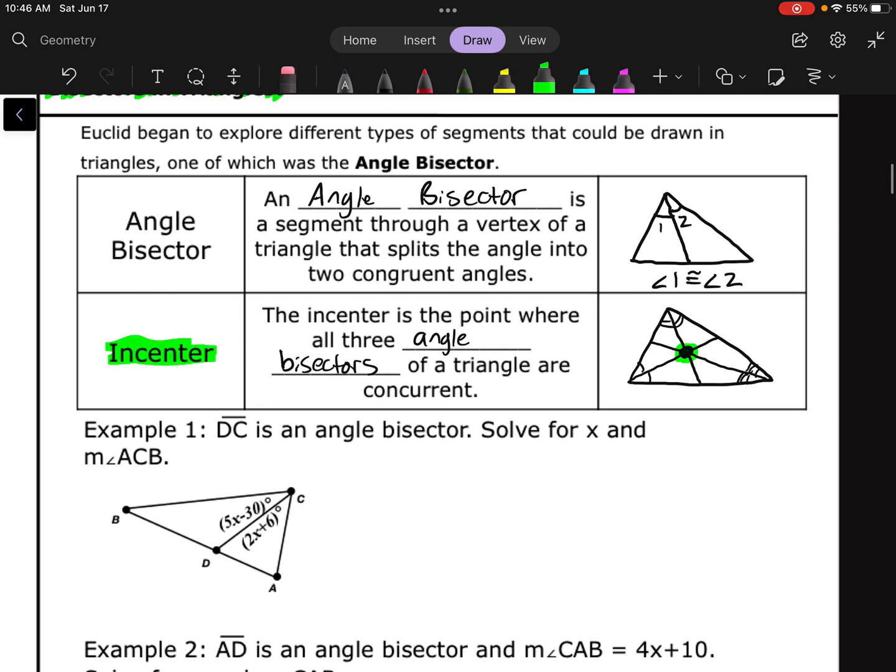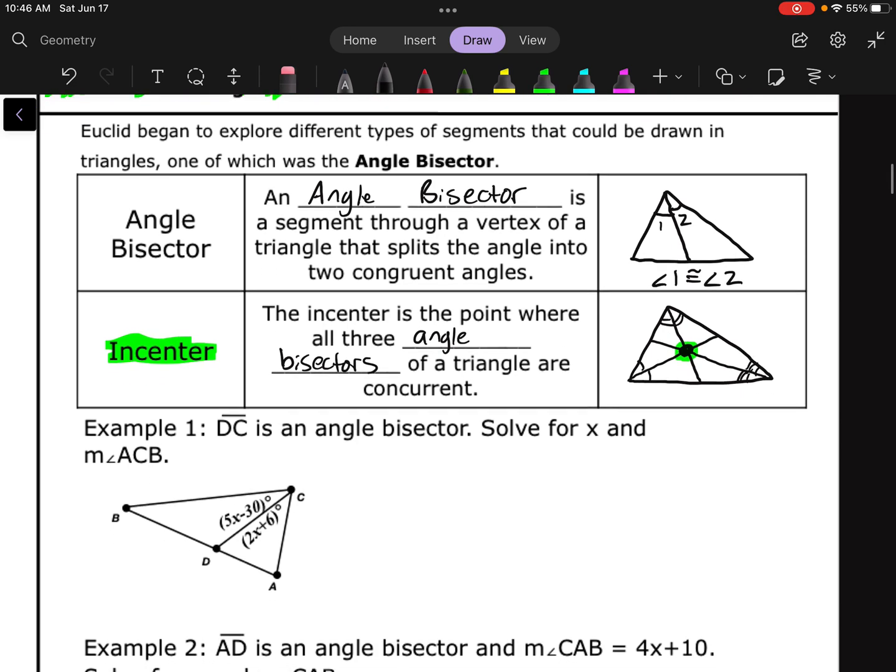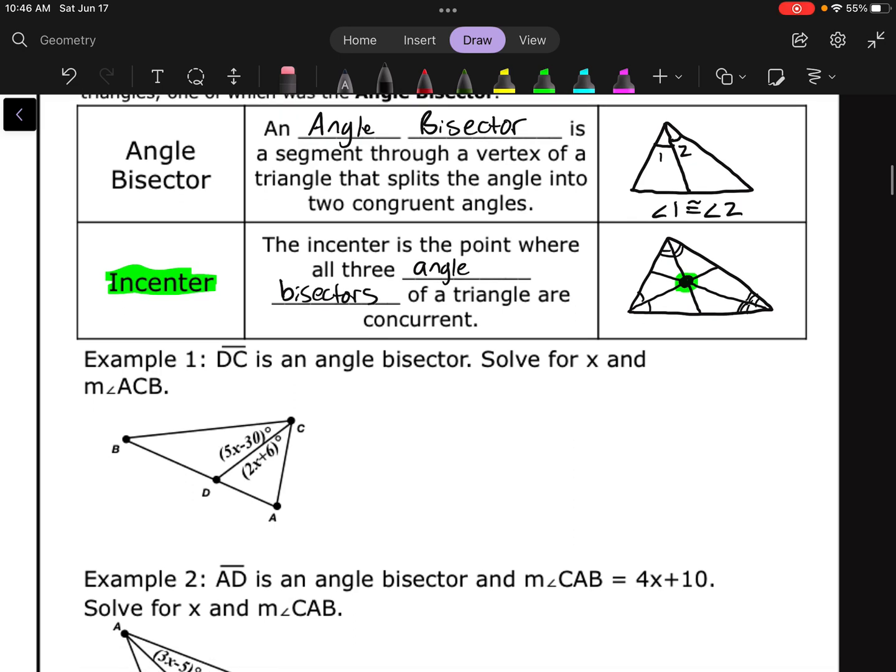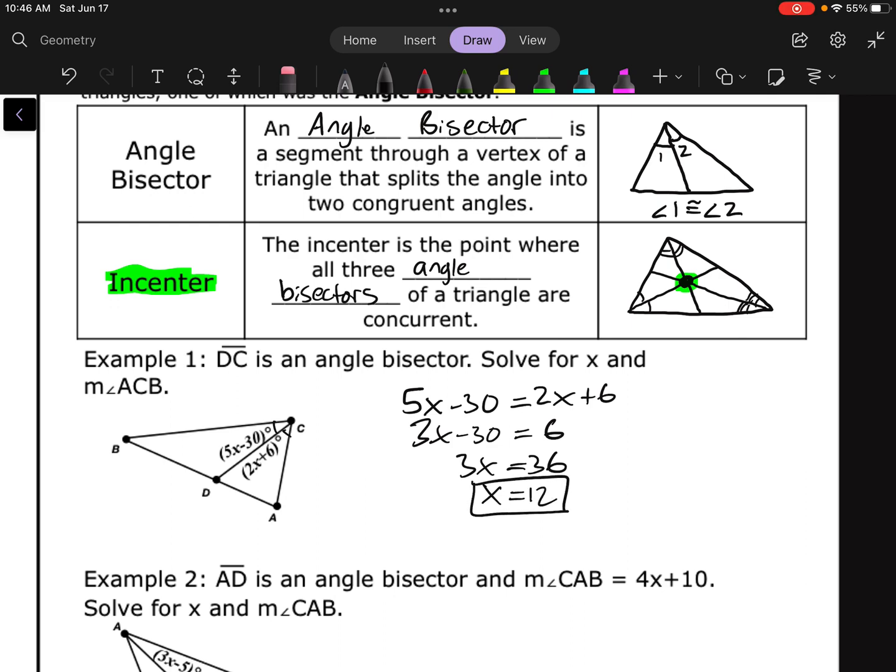Okay, so let's solve some problems with this now. Example 1 says DC is an angle bisector. Solve for x and the measure of angle ACB. Well, if this is an angle bisector, those two angles have to be congruent. And if they're congruent, that means their measures are equal. So I'm going to set them equal to each other. If I subtract the 2x, I get 3x minus 30 is equal to 6. If I add the 30 over, I get 3x is equal to 36, which means that x must be 12 when I divide.